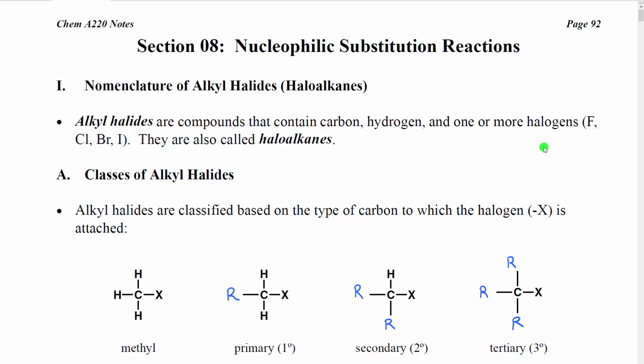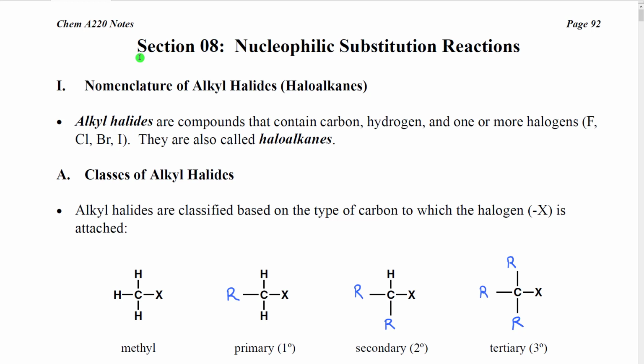In Section 8, we're going to start discussing organic chemistry reactions. What we're going to be doing is putting together all the foundational material that we discussed in the first 7 sections and applying it to looking at real organic chemistry reactions. The first reaction we're going to talk about is the nucleophilic substitution reaction.